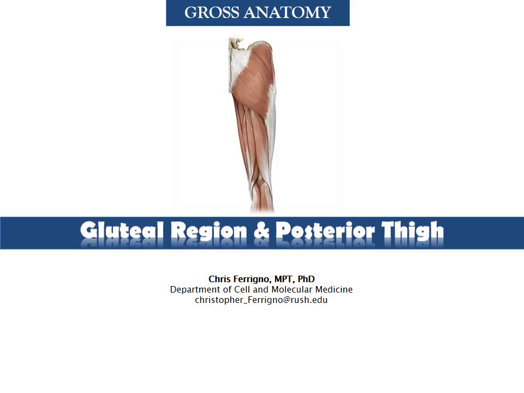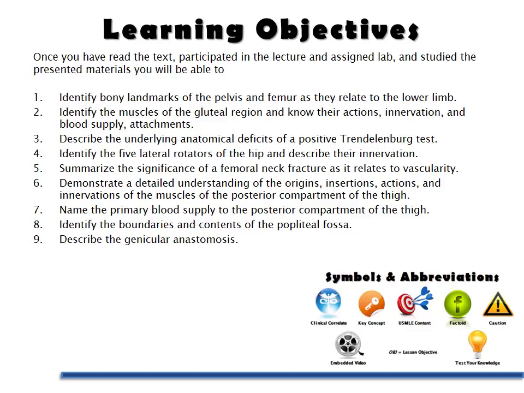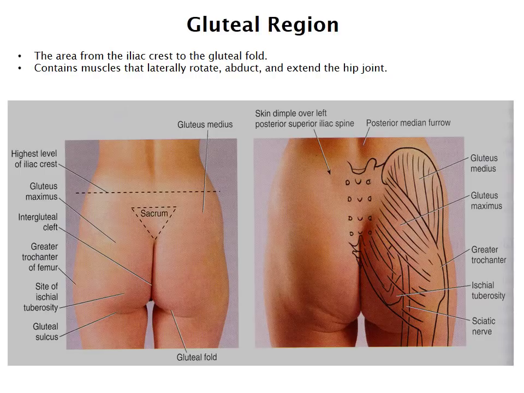In this video, I'll discuss the joints of the lower extremity with particular attention paid to the hip and the knee. Let's start by taking a look at the superficial area of the gluteal region, which represents a transitional zone between the trunk and the lower limb. Specifically, it is the area posterior to the pelvis between the iliac crest and the gluteal fold.